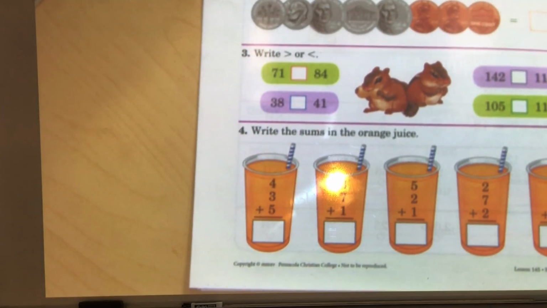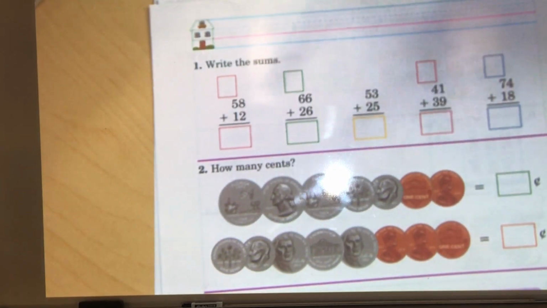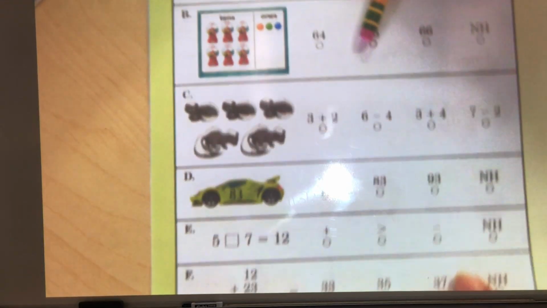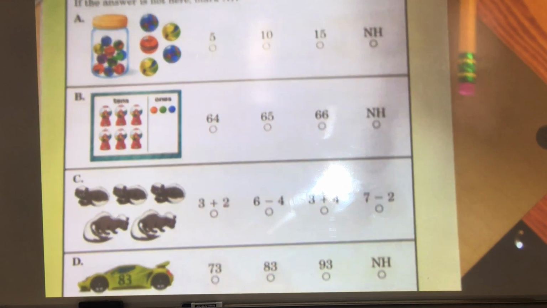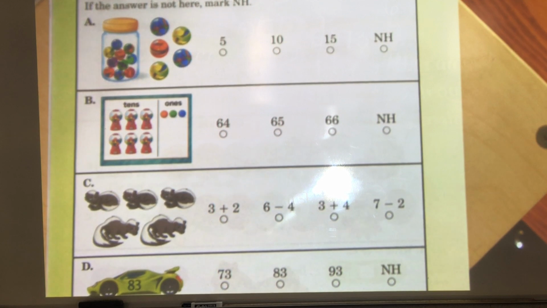All right, let's take a look at the next page. 290. And boys and girls, make sure you have your name on all your papers. All right, boys and girls, this page right here will be a graded assignment. Please make sure you snap a picture of it and post it on your Class Dojo student portfolio. This will be a grade. Once again, this is page 290, lesson 145.